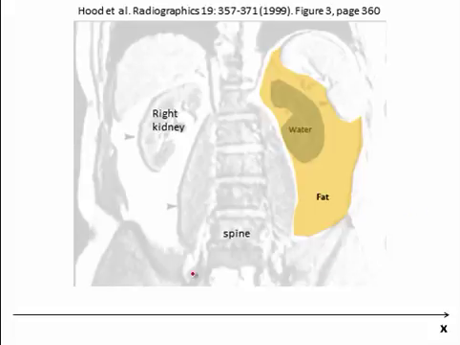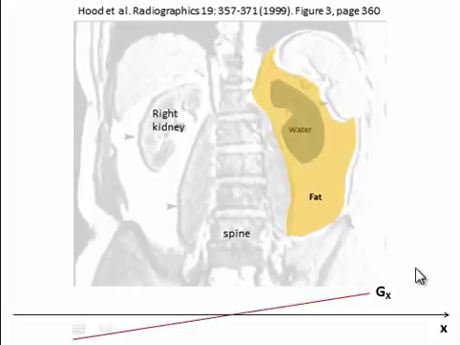On this slide, I've made the image transparent, highlighted some different anatomy, and overlaid this yellow region on the fat on the left side and a darker region on the water. I just want to show, by an animation, what happens when you turn the gradient on if the gradient is in the X direction and has this polarity.